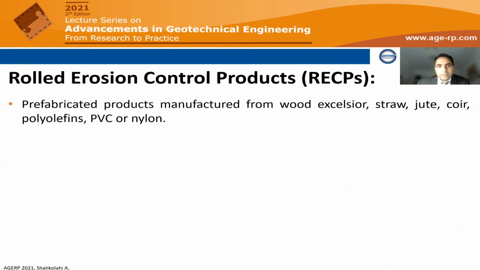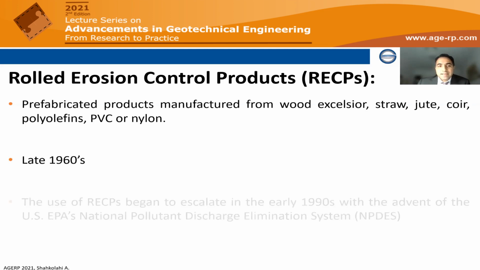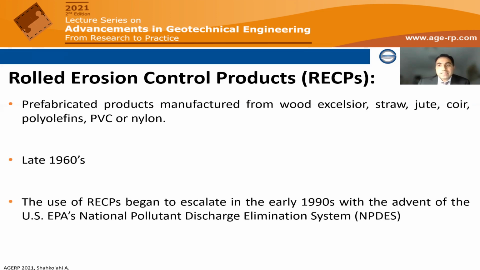A newer category, which is not very new, but newer, is rolled erosion control products, or RECPs. RECP is a general name. I'm sure all of us have heard of these products, but with their own names, not the general name. So RECP is a general name that we give to this family. They can be products made of natural or synthetic fibers. They were introduced in the late 1960s, and from the 1990s they became an acceptable method after the EPA in the US had some technical notes and a lot of documentation about these solutions.